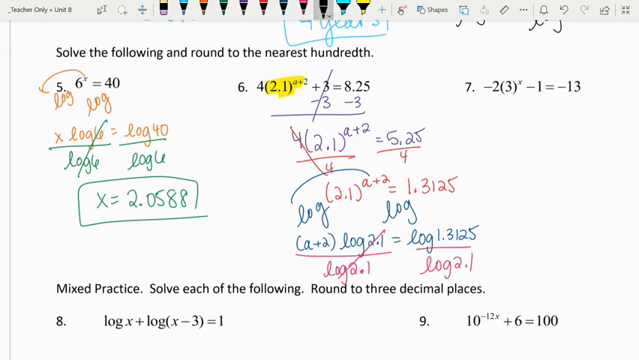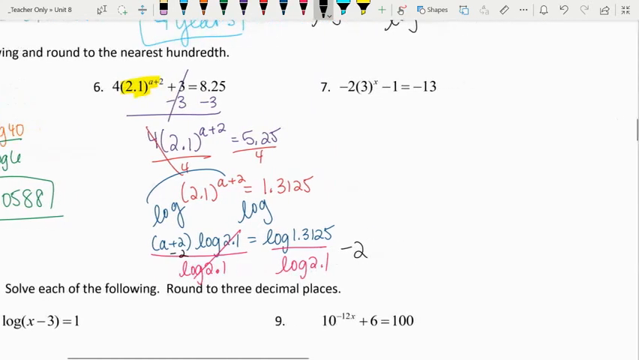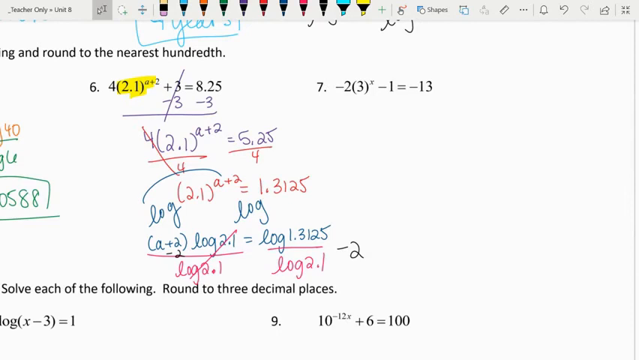But then obviously I am going to have to subtract 2 as well. So our final answer would be the log of 1.3125 divided by log of 2.1 minus 2. And you end up getting negative 1.6335.